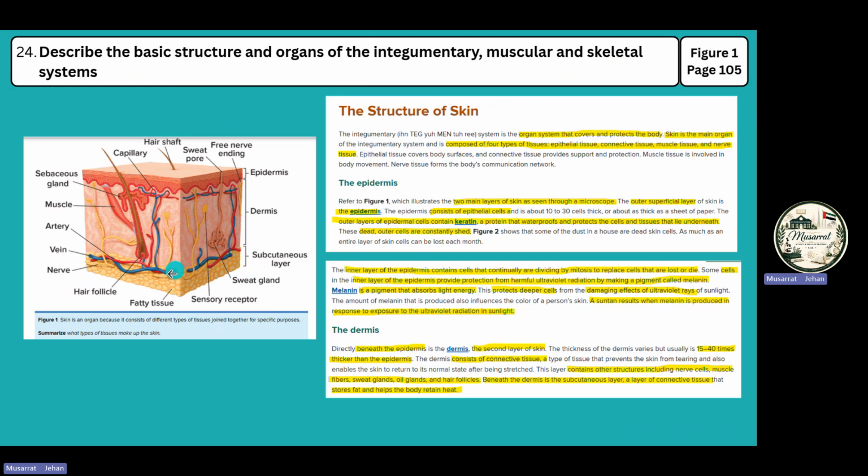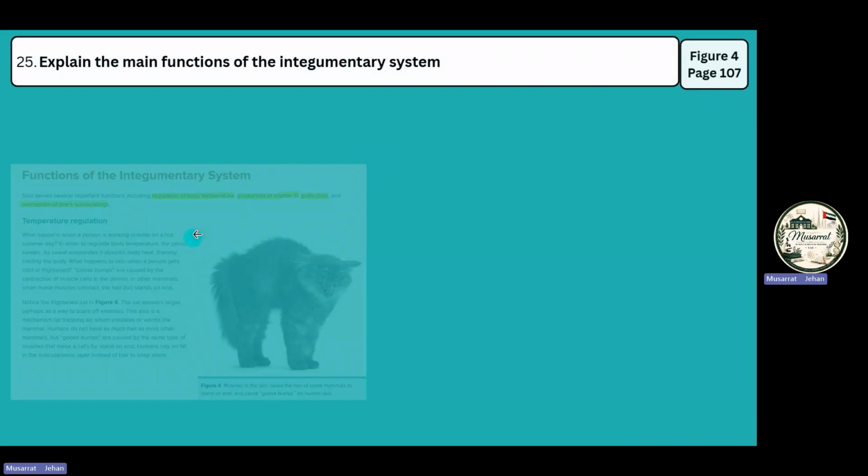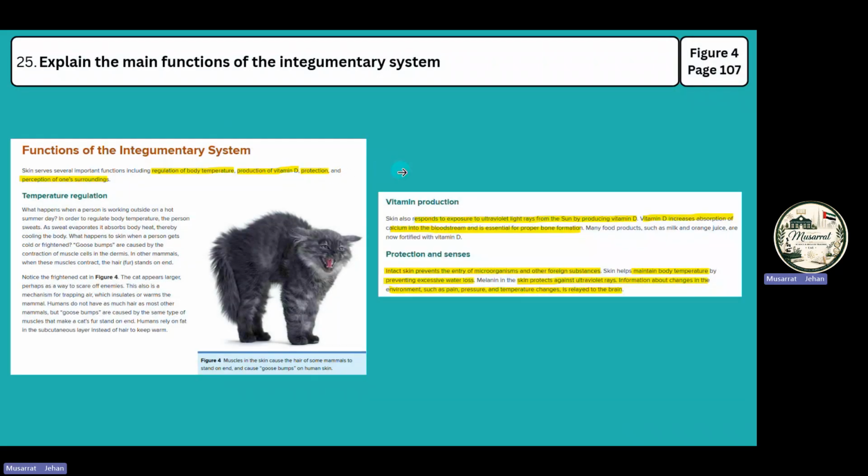Beneath the dermis is the subcutaneous layer, a layer of connective tissue that stores fat and helps the body to retain heat. So that is the structure of the skin. The integumentary system also consists of the hair and the nails.